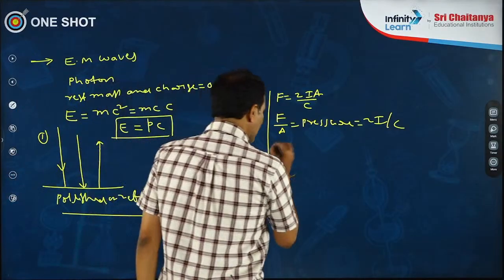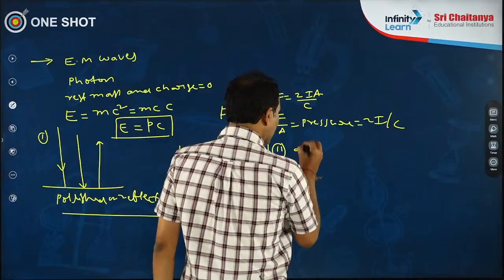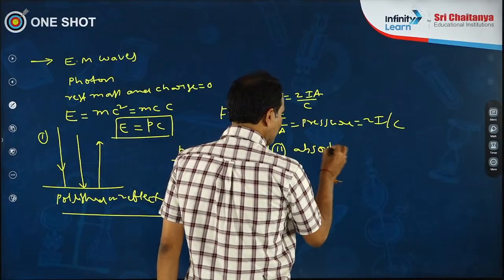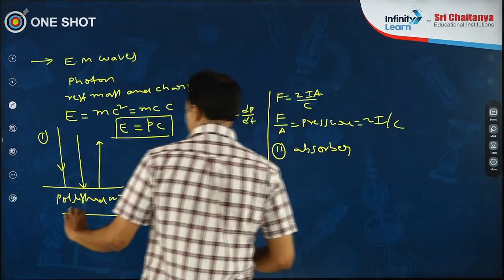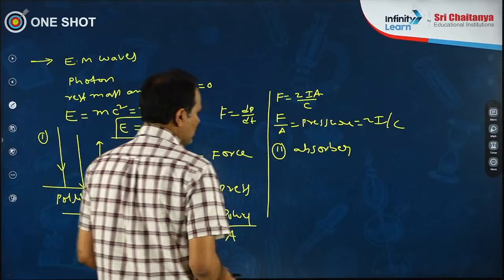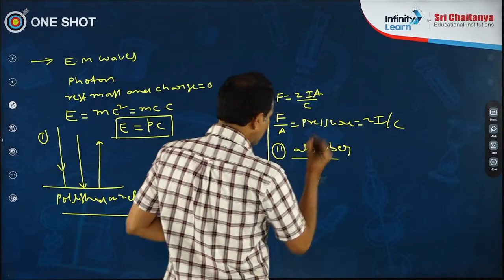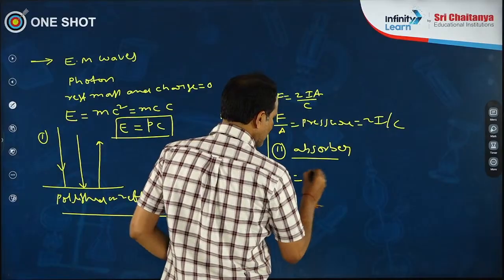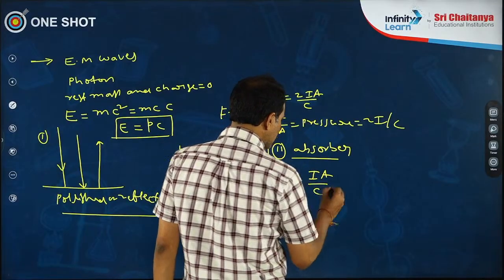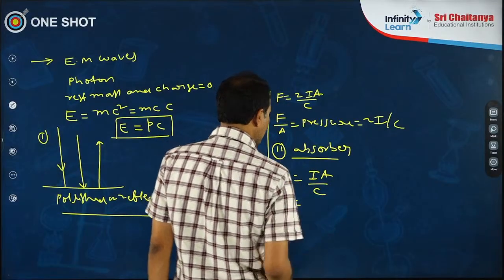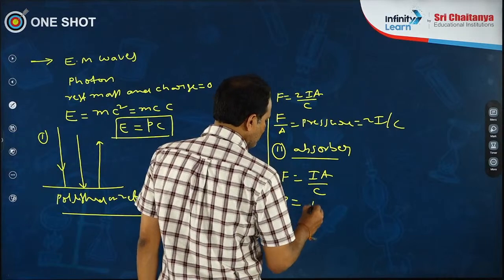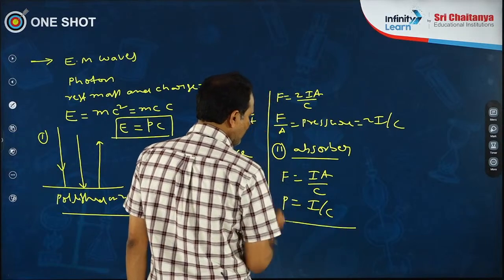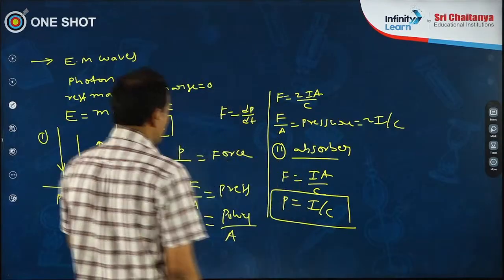But the second condition: if the surface is an absorber, it is not a mirror, not polished, not refractive, it is an absorber. At that time, the force exerted by the radiation is equal to IA by c. Then the pressure exerted by the radiation, force per unit area, is equal to I by c. This is one important formula.